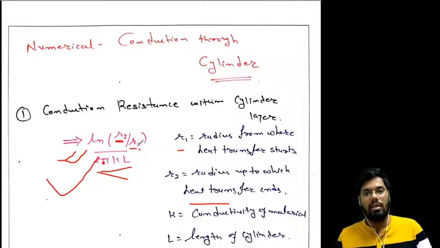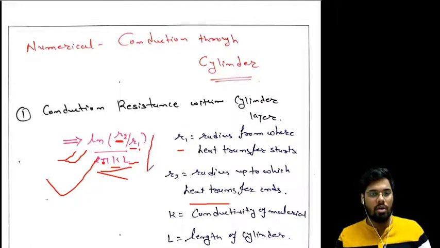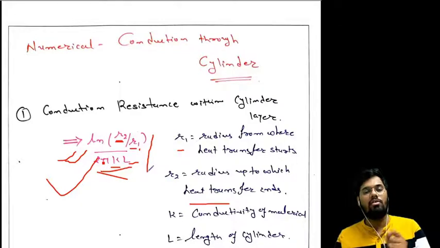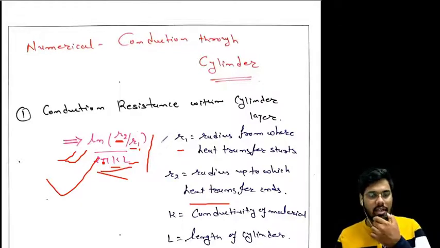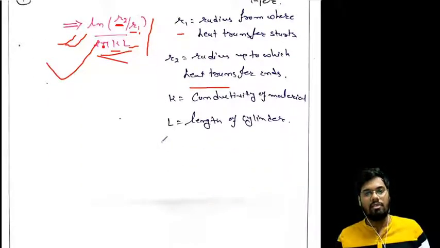Here R2 is the radius up to which heat transfer takes place, and R1 is the radius from which heat transfer starts. K is the conductivity of our cylindrical material and L is the total length of our cylinder. So this is the only equation we require during the solution of conduction through a cylinder numerical. So let's start with the first numerical.